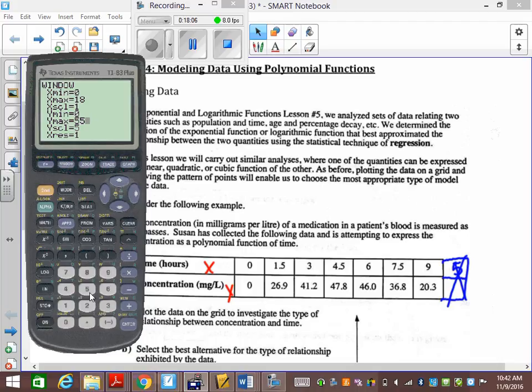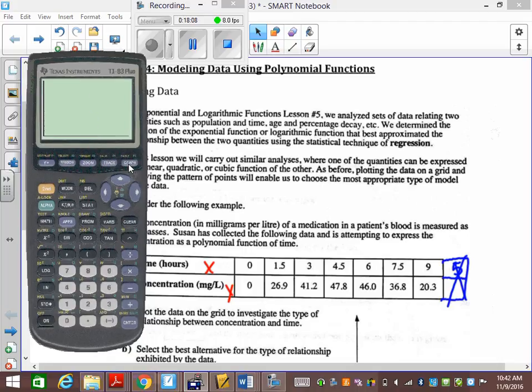Okay. So now let's press graph. Ah, there's more dots. Life is good. Okay. What does this possibly look like it could be? Parabola. Looks like it could be, possibly.